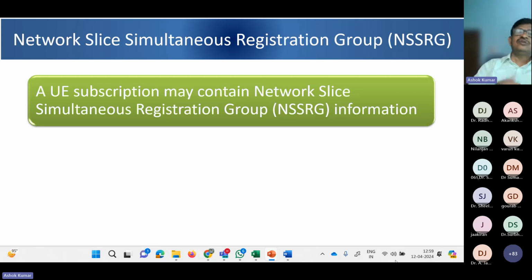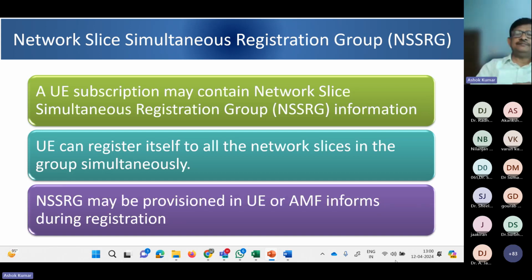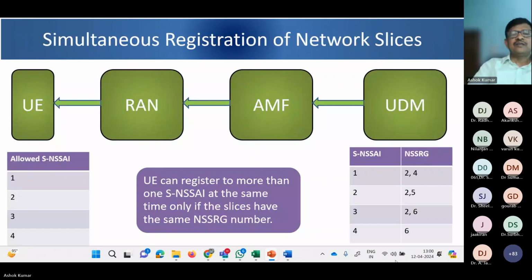So basically, during the subscription itself, you know which all groups the UE can simultaneously register to, right? So the UE will be configured about that, or the AMF informs during the registration. So both aspects would be there. So just look at this picture. This will make it clear.